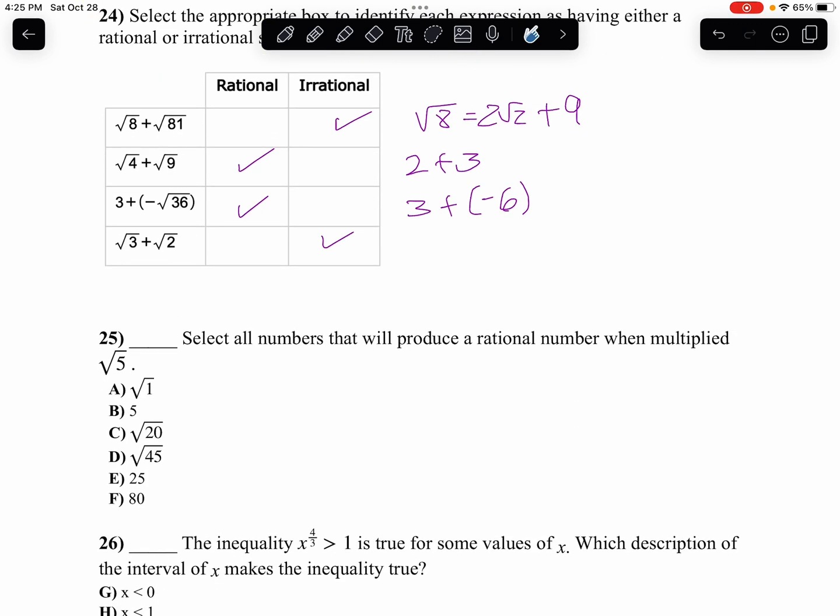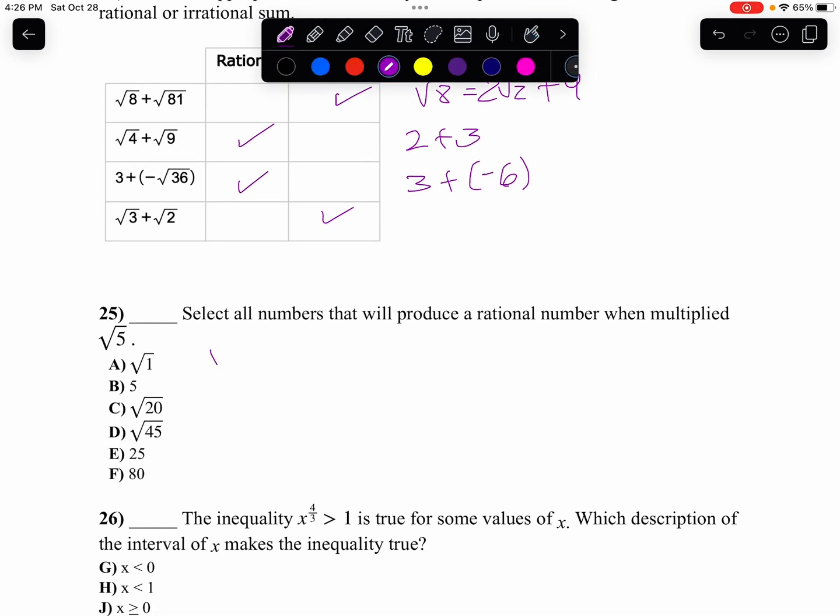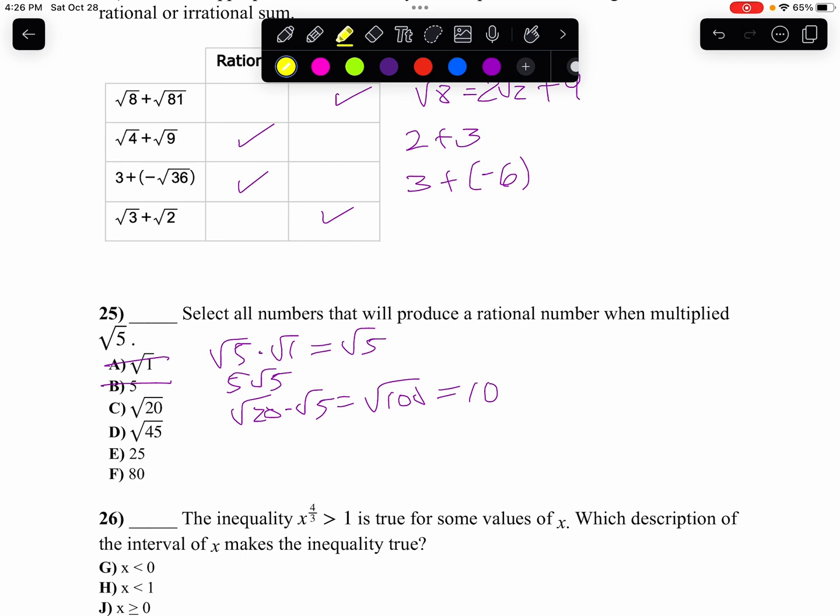On 25, we want to select all the numbers that will produce a rational number when I multiply it. So if I take the square root of 5 times the square root of 1, well, that's the square root of 5. That's irrational, so we're not going to choose that one. If I do 5 square roots of 5, well, that's irrational. If I do the square root of 20 times the square root of 5, that's going to be the square root of 100, and the square root of 100 is 10. So there's your first rational answer when you multiply by the square root of 5.